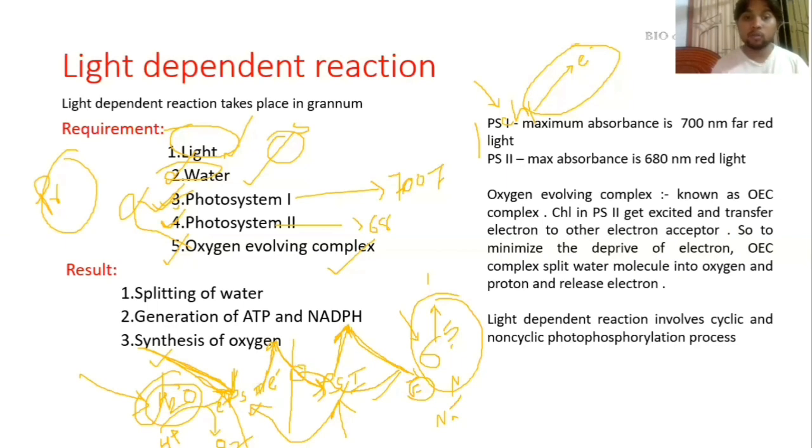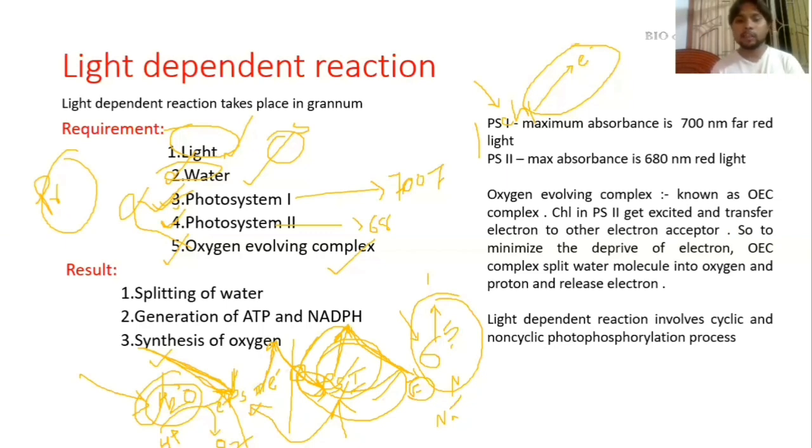It is going to one transporter, that is cytochrome B6. Again, it will go to photosystem 1, and this will happen continuously. So this is known as cyclic photophosphorylation.